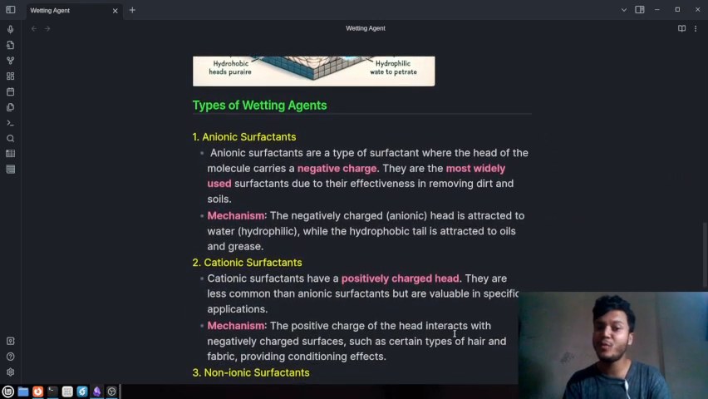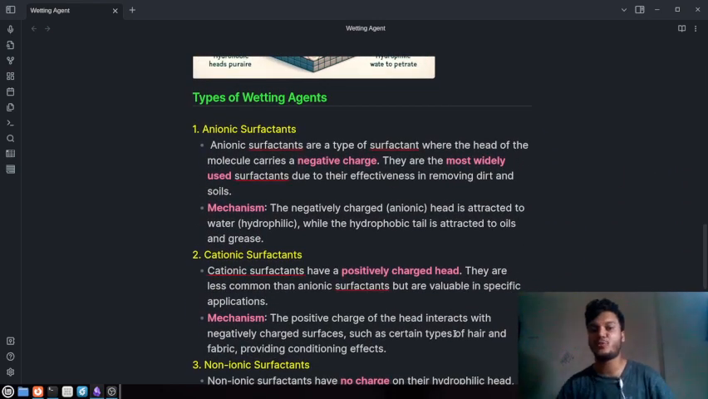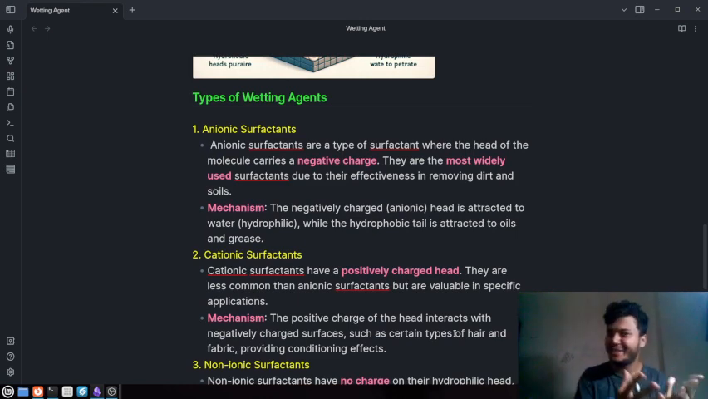There are four kinds of wetting agents. The first one are the anionic surfactants. The anionic surfactants, as the name suggests, carry negative charge. This negative charge helps them to bond with water. This is the most widely used surfactant.